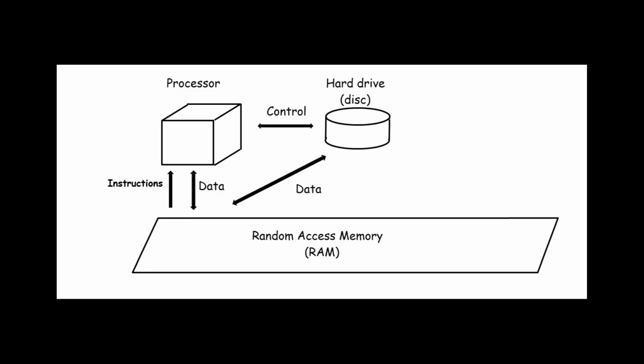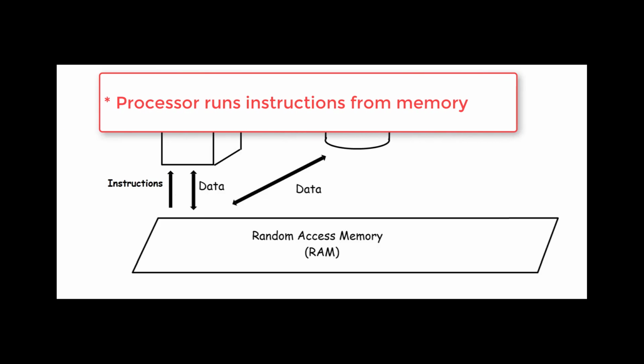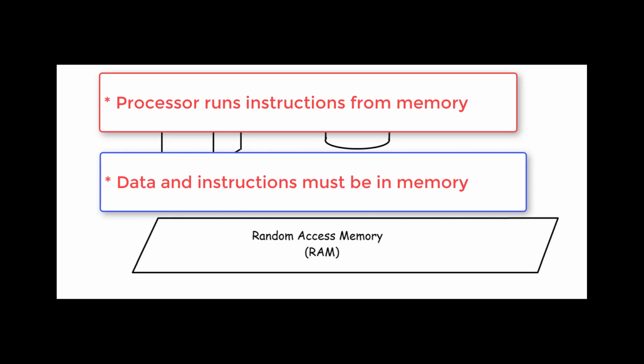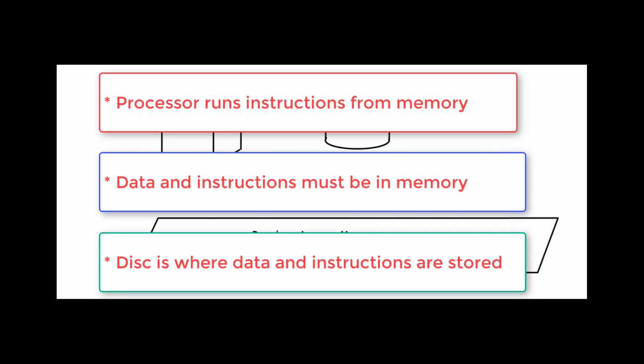The important points to take away here are the processor runs instructions it finds in memory. Data and instructions must be in memory in order to be processed. The disk is the place where data and instructions are stored and saved if there is a change.